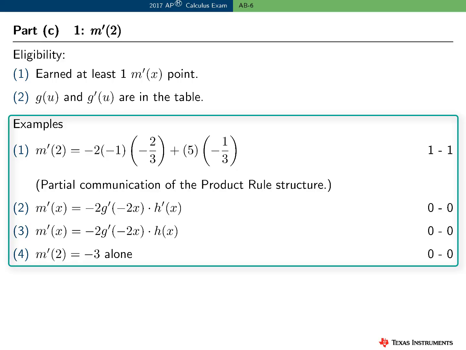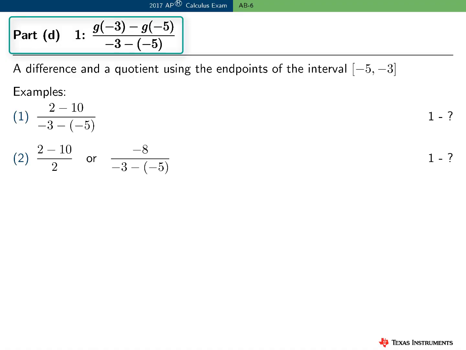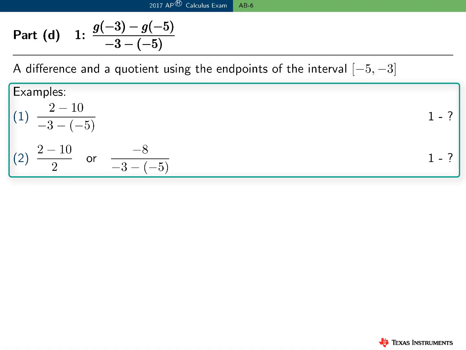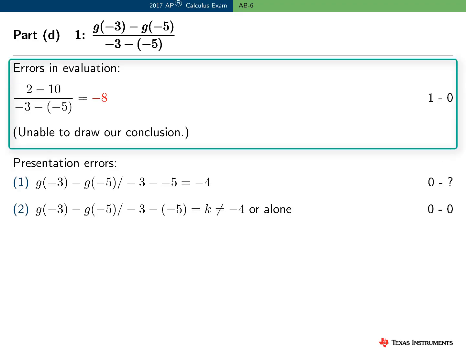In Part D, the first point is for presenting the correct quotient associated with the mean value theorem in the context of this problem. And really, a student must present a difference and a quotient using the endpoints of the interval -5 to -3. And here are some examples of minimal student responses that would earn this first point.